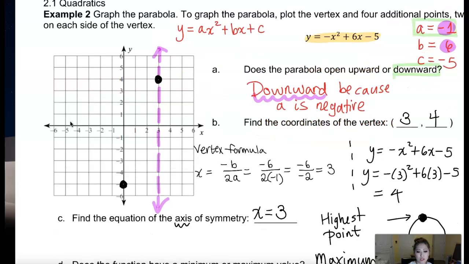Remember, I love to use that axis of symmetry to find the second point. This point is 1, 2, 3 to the left of the axis of symmetry. So let me go 3 to the right and plot another point on the other side of that axis of symmetry, so that now we have 2 points.